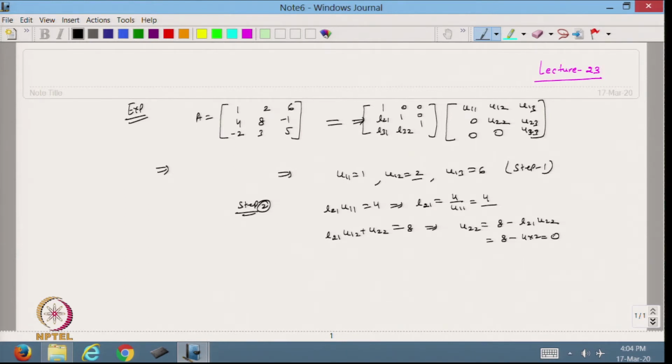So in this case what is happening? The value is coming 0, and if you remember, in the next steps to find the other elements, in some places we have to divide by U 2 2, but U 2 2 is coming 0. So we cannot divide by U 2 2. From here I can say that LU decomposition is not possible.